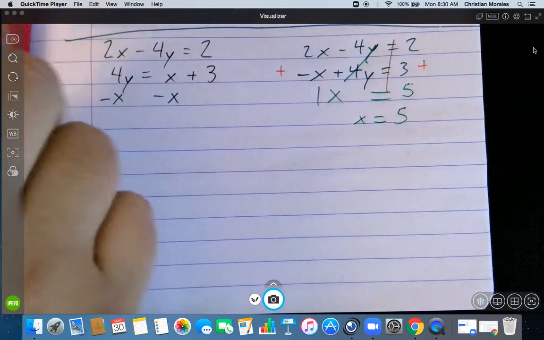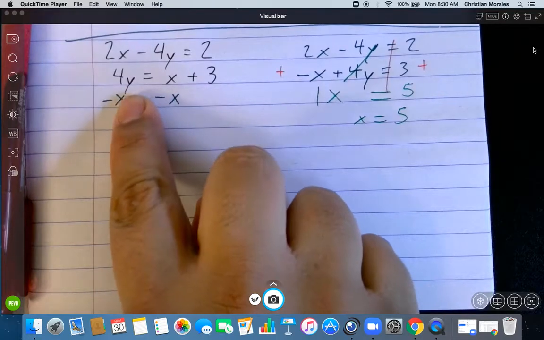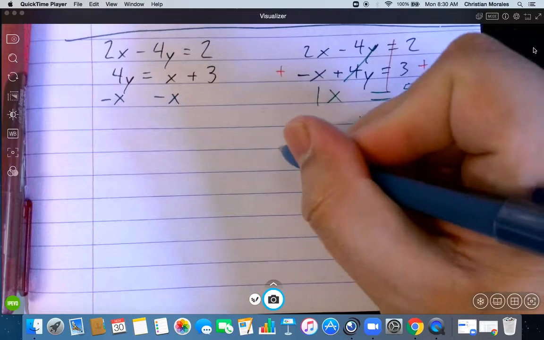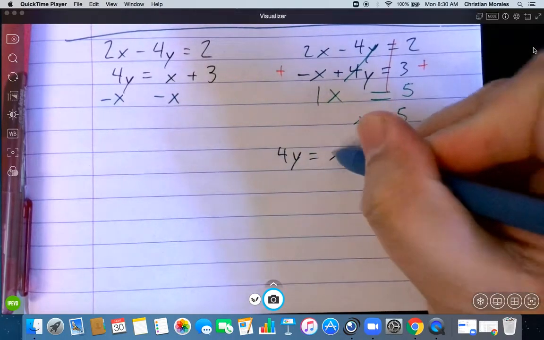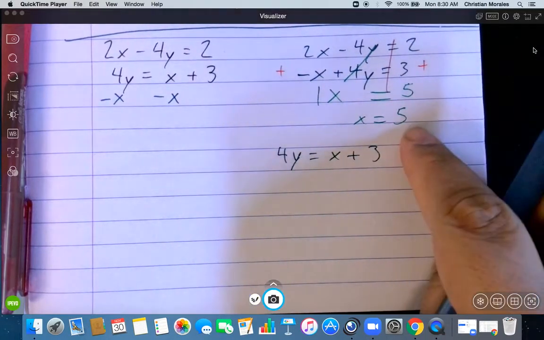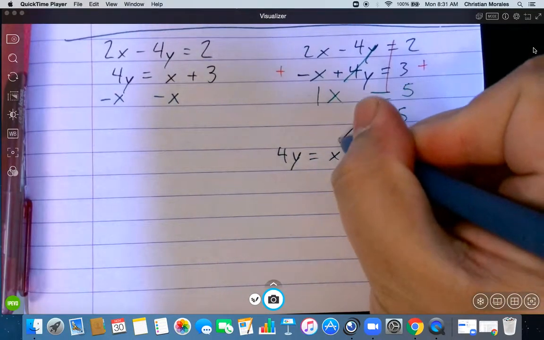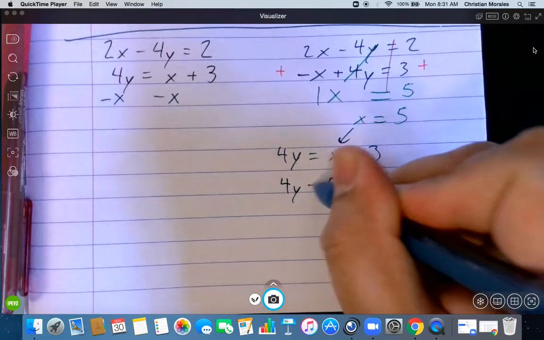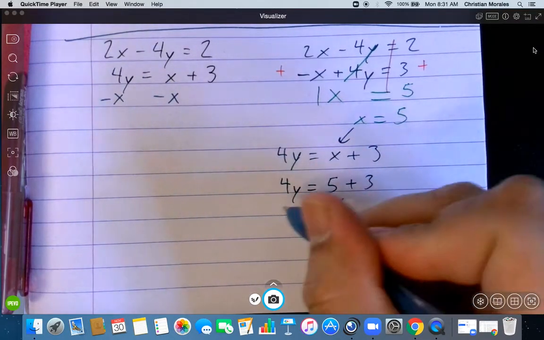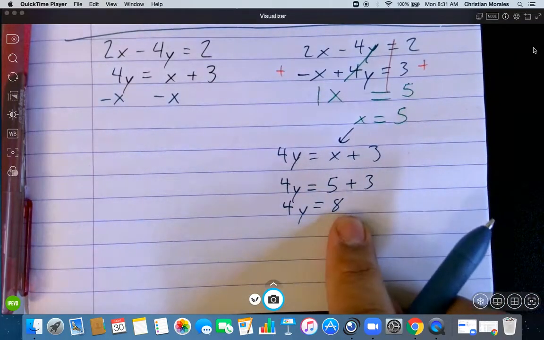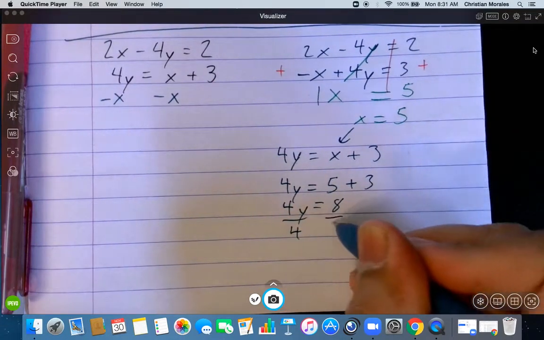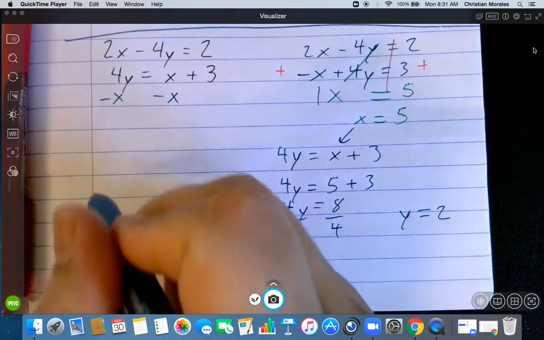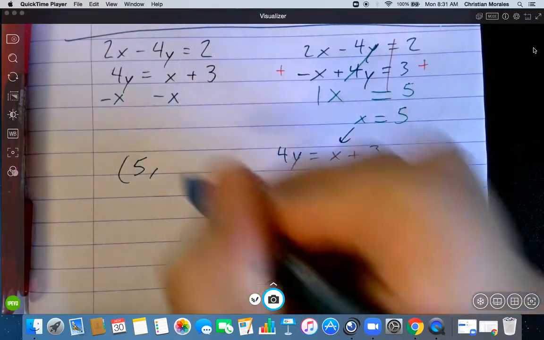Okay, now we're going to go back to this equation. Since I now know what x is, I'm going to plug in my x into here, so I get 5 plus 3. That's 8. Then I solve for y, divide by 4. I get y equals 2. So my answer for this one would be 5, 2.